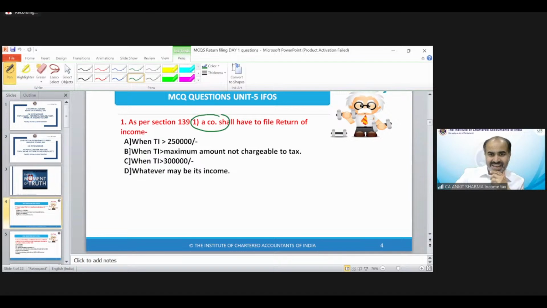So is there any exemption limit or basic exemption limit in case of a company? No. There is no basic exemption limit in case of a company. And we have discussed in the starting of this chapter that for a company and a firm, ITR needs to be filed irrespective of its income. So what should be the correct answer? D is the correct answer. Clear?